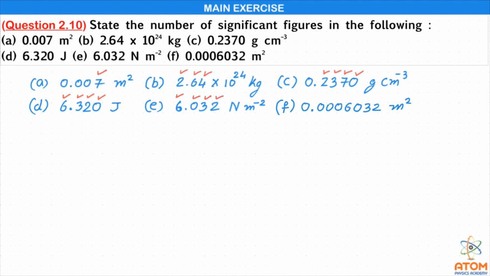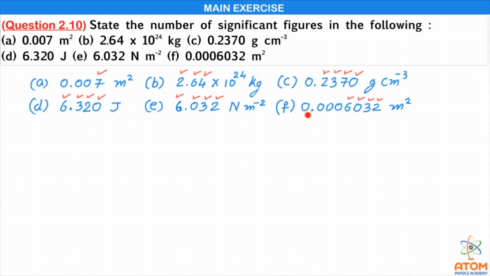Now F, where it is 0.0006032 meter square. Here this 6, this 0, this 3 and 2 are significant, but these zeros are to show the decimal place of this number.